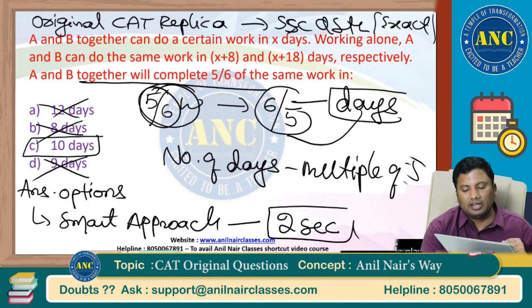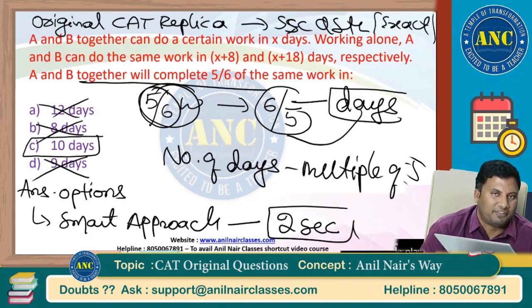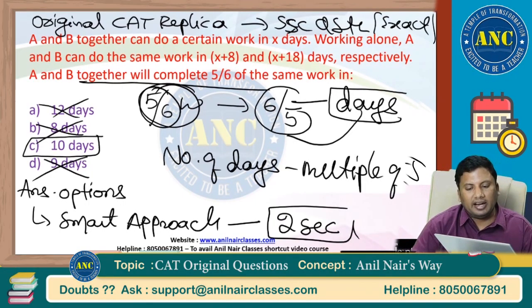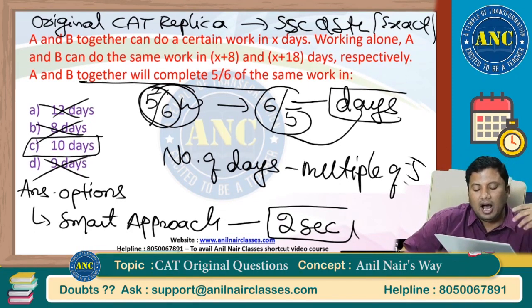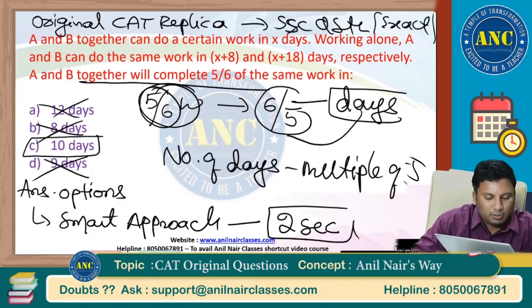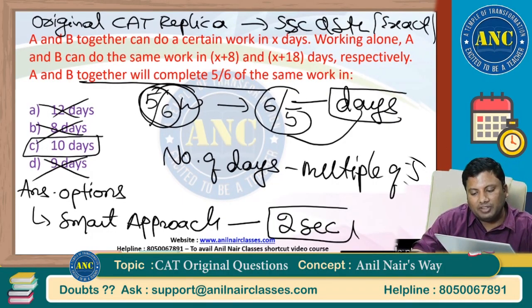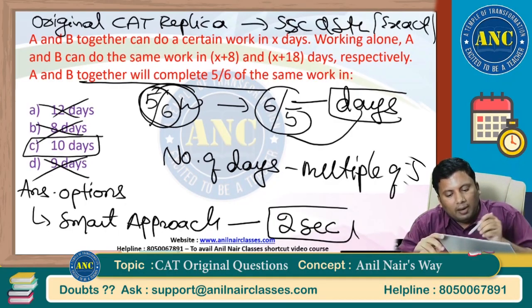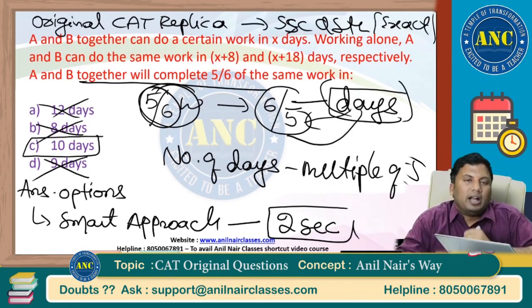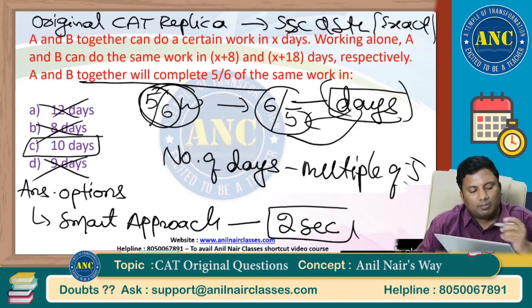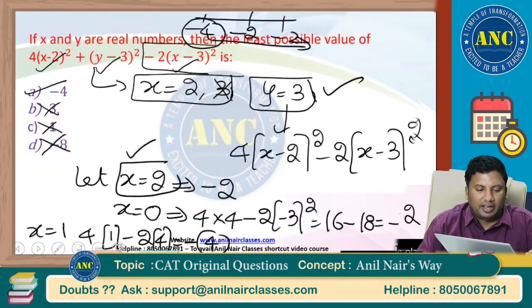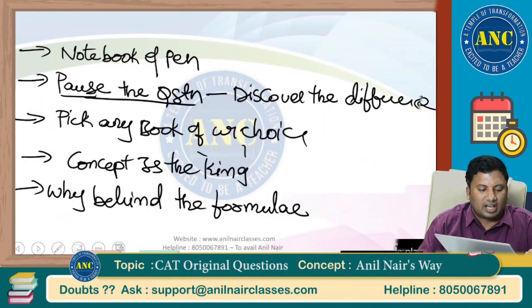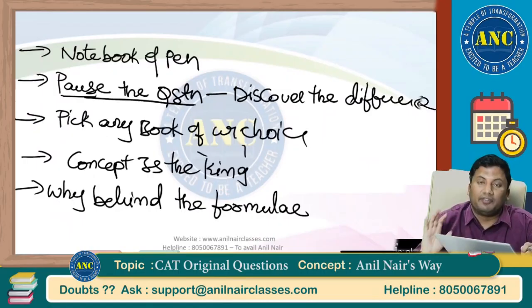5/6 of the work means days will become 6/5. Efficiency and the number of days are inversely proportional to each other. 5/6 will become 6/5, so 6/5 of the number of days. So the number of days should be a multiple of 5. Only one option is a multiple of 5. I hope all these approaches are clear to you. Again, I will tell you.